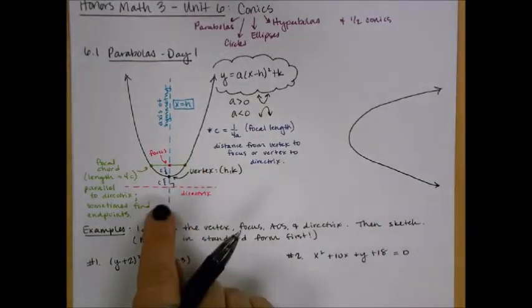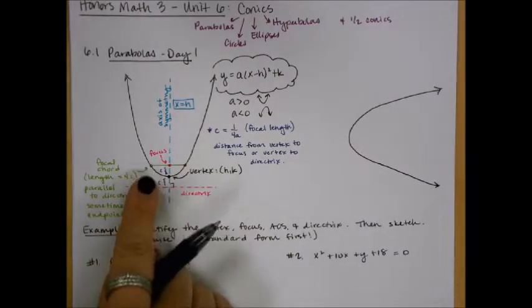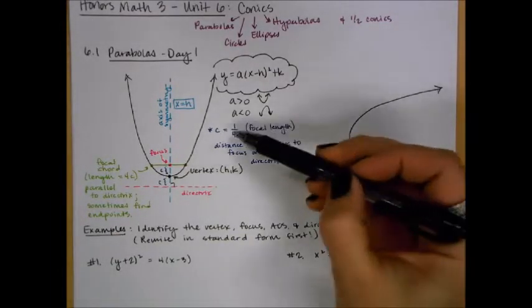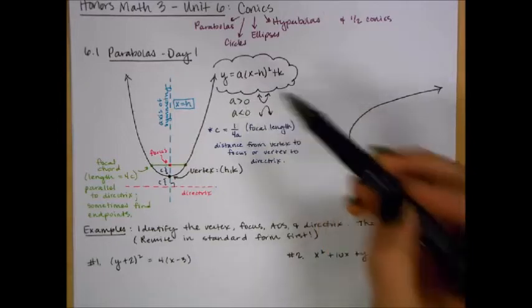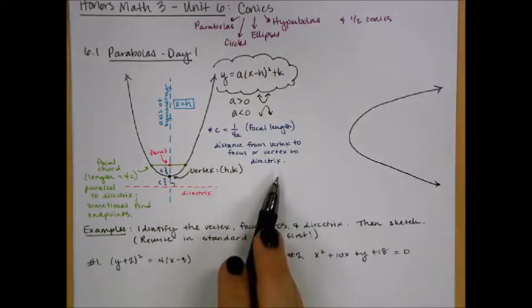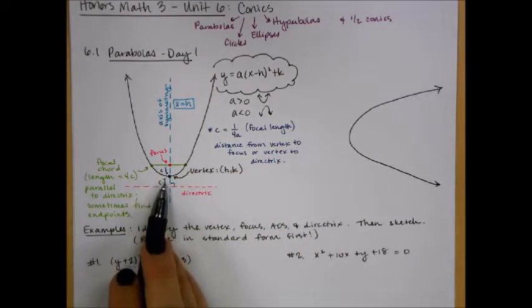Okay. To find the focus and the directrix, we use something called c, which is the focal length. The value of c is given by 1 over 4a. Keep in mind that a can be positive or negative, but my focal length c is always positive. So that distance is from the vertex to the focus or the vertex to the directrix, and that's how we'll locate those things.